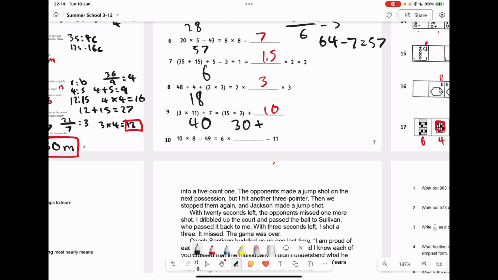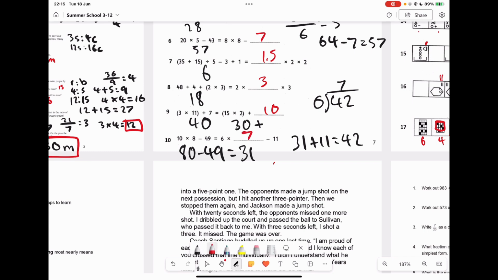Then we do multiplication before subtraction. So 10 times 8 is 80, minus 49. So 80 minus 49 is equal to 31. Then we do 6 times something, minus 11. So 31 plus 11 is equal to 42. And then 6 times something equals 42. So 42 divided by 6, we know that's 7. 6 times 7 is 42. So the answer will be 7.